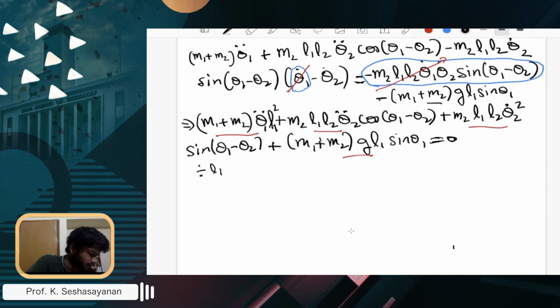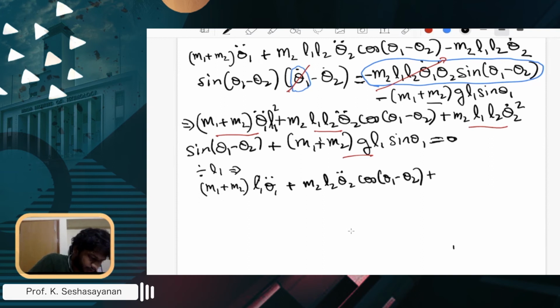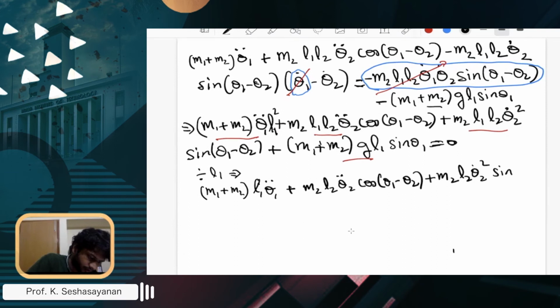We can divide by L1 because L1 is a common factor everywhere, and that gives you the final equation: (m1 plus m2) L1 theta 1 double dot plus m2 L2 theta 2 double dot cos of (theta 1 minus theta 2) plus m2 L2 theta 2 dot squared sine of (theta 1 minus theta 2) plus (m1 plus m2) times g sin theta 1 equal to 0.